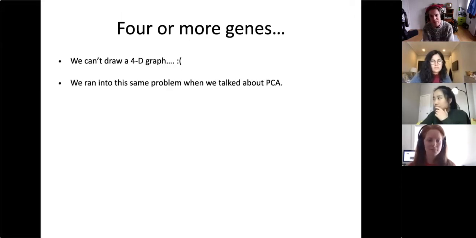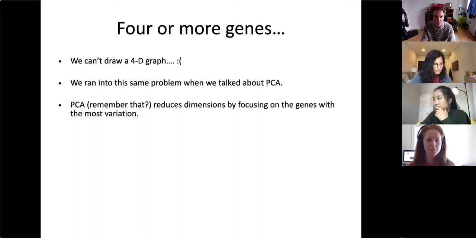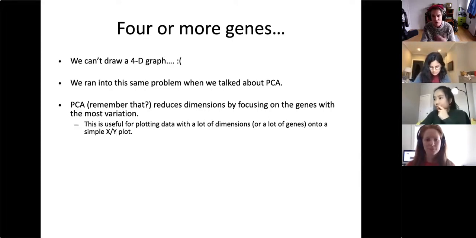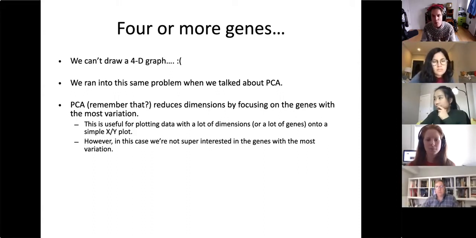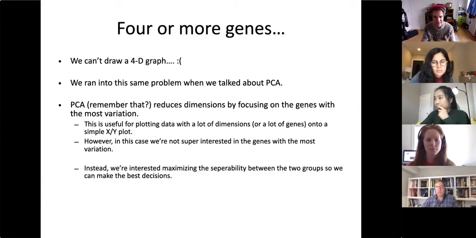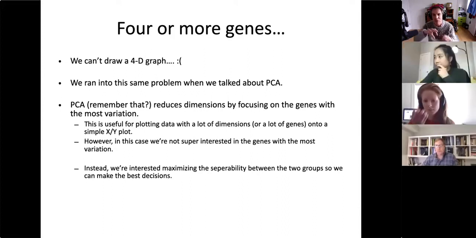And we ran into the same problem when we talked about PCA. PCA, remember that? That was a long time ago. It reduces dimensions by focusing on the genes with the most variation. This is useful for plotting data with a lot of dimensions or a lot of genes onto a simple XY plot. However, in this case, we're not super interested in the genes with the most variation. Instead, we're interested in maximizing the separability between the two groups so we can make the best decision about who's going to get this medication.